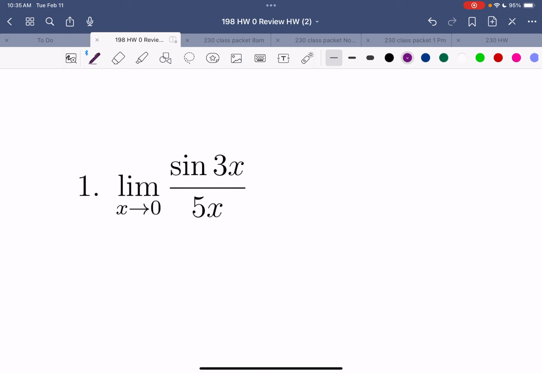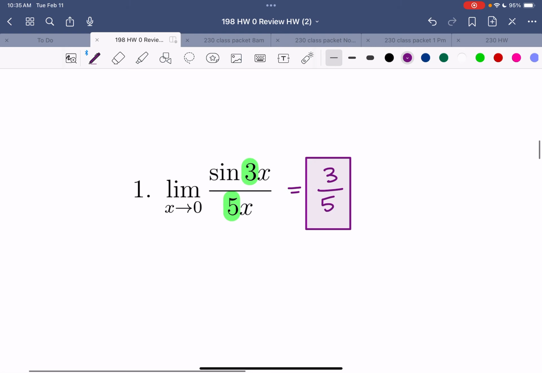So number 1 here, again, we're looking at the limit as x goes to 0 of sine 3x over 5x. I've got my sine and my x opposite one another in the fraction. So I just want the ratio of the numbers in front of the x's, and that's my answer. And I don't have to show any more work than that. I'm just using the fact that I know the limit as x goes to 0 of sine ax over bx is a over b.